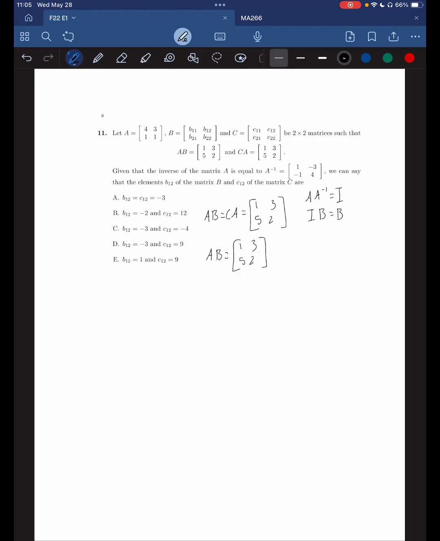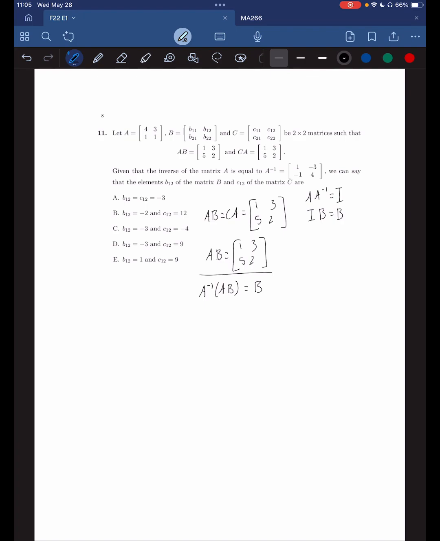What do we notice here? If I multiply by A inverse on the left side of this equation right here, I get A inverse times AB. This is actually just equal to B. Right, because when we multiply matrices, we go left to right. A inverse times A is I times B is just B. So all we have to do is multiply those matrices together.